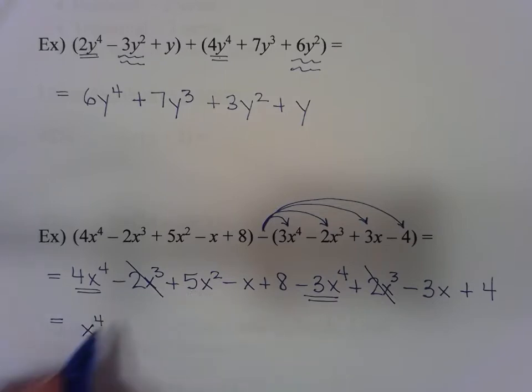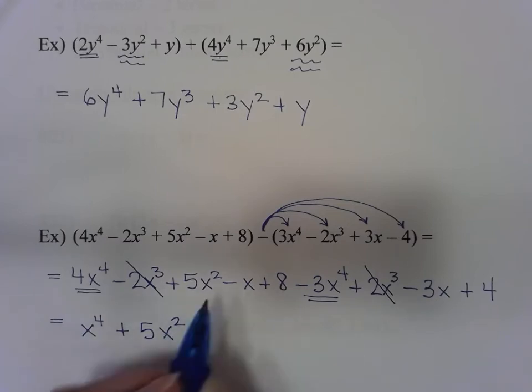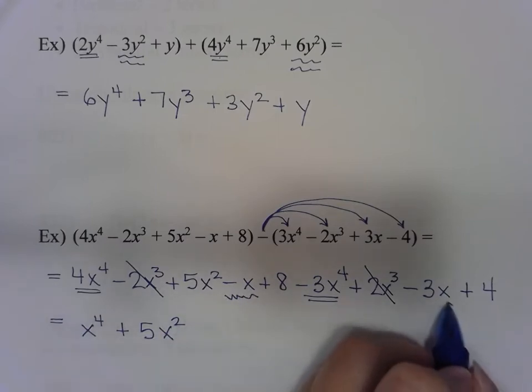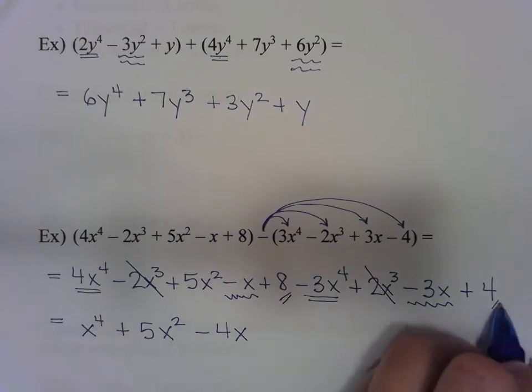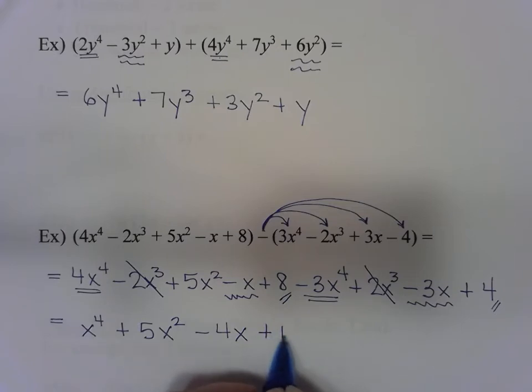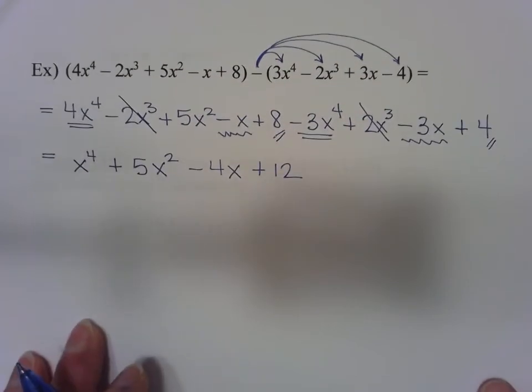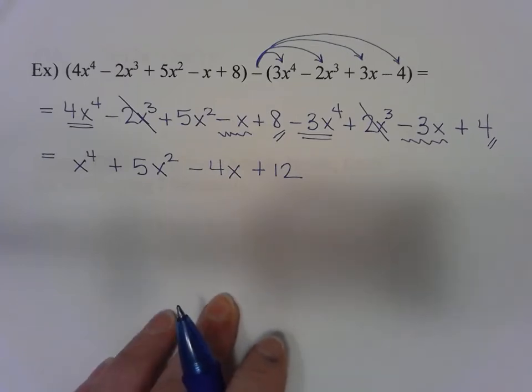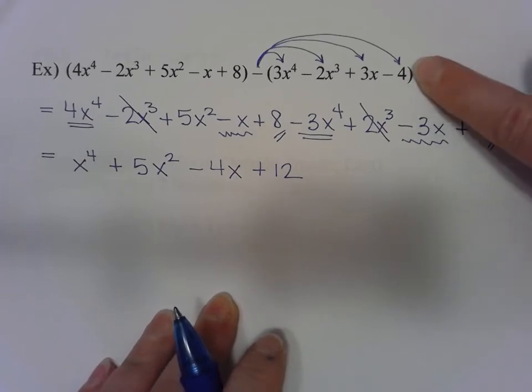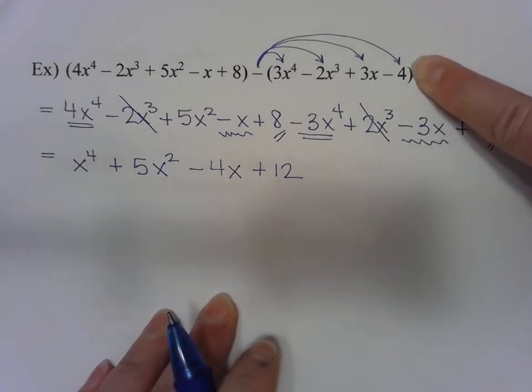Then I just have one x squared term, 5x squared. For x to the first, I have minus x and minus 3x. So together, that's negative 4x. And then I have positive 8 and positive 4. So that'll give me positive 12. All right, so hopefully that gives you a good idea of how to add and subtract. We're really just combining like terms. But if we subtract, we do need to remember to distribute the negative. That's really important and really easy to forget.